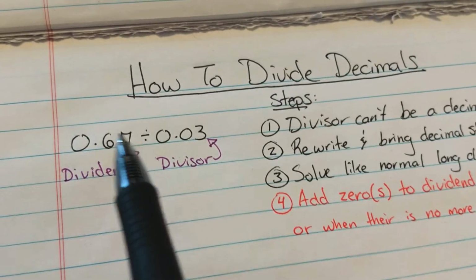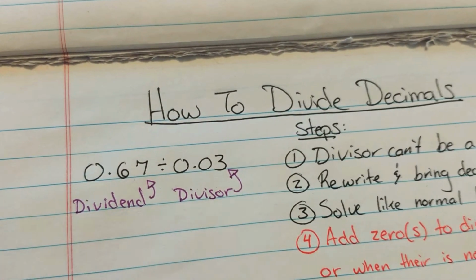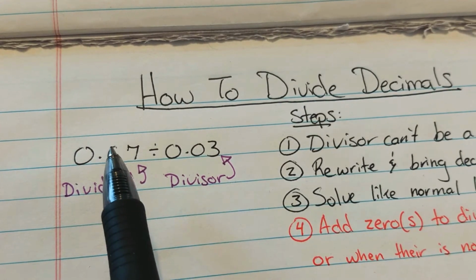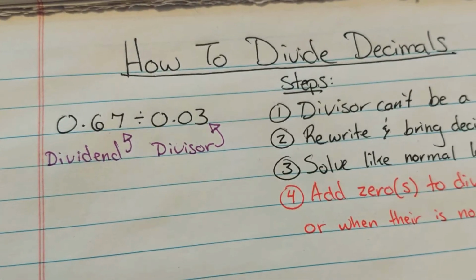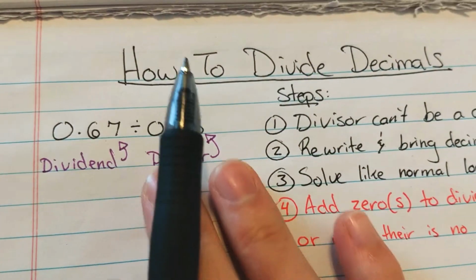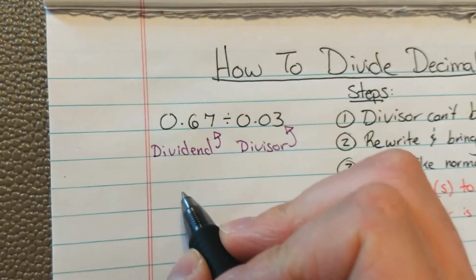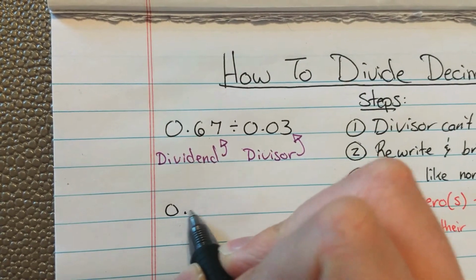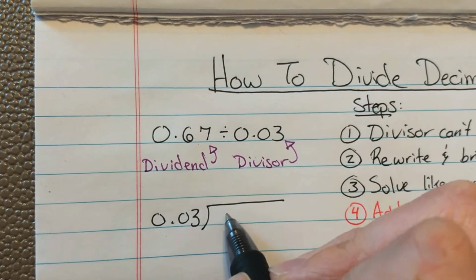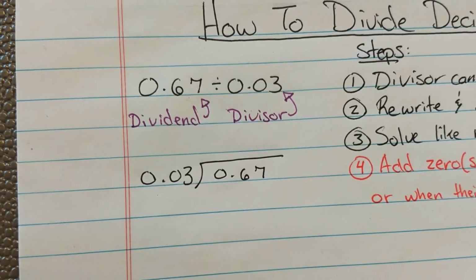Our number today is 67 hundredths divided by 3 hundredths. I also labeled what each number was. My dividend comes first in a left to right long division problem, while my divisor comes second. When I want to rewrite this to set up my long division, my divisor actually comes first. So I'm going to put 3 hundredths, and I'm going to put 67 hundredths inside.